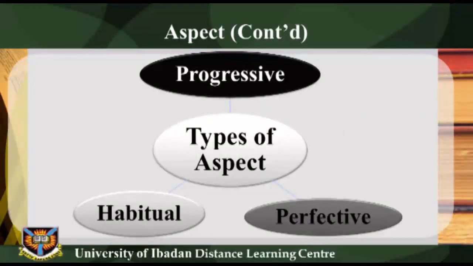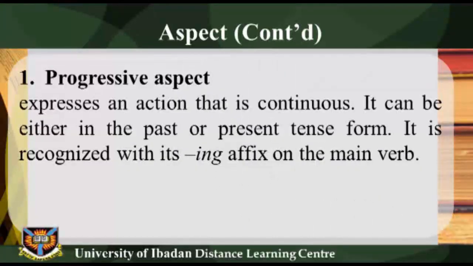Aspects can be divided into three parts. These are progressive, perfective, and habitual. 1. Progressive aspect. Progressive aspect expresses an action that is continuous. It can be either in the past or present tense form. Notice that the progressive aspect is recognized with its -ing affix on the main verb. This must, however, be distinguished from the participial form that is used as adjectives, as in the following sentences.